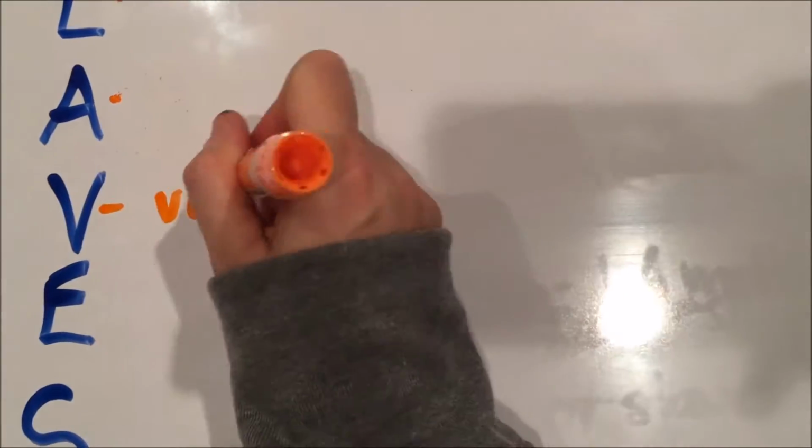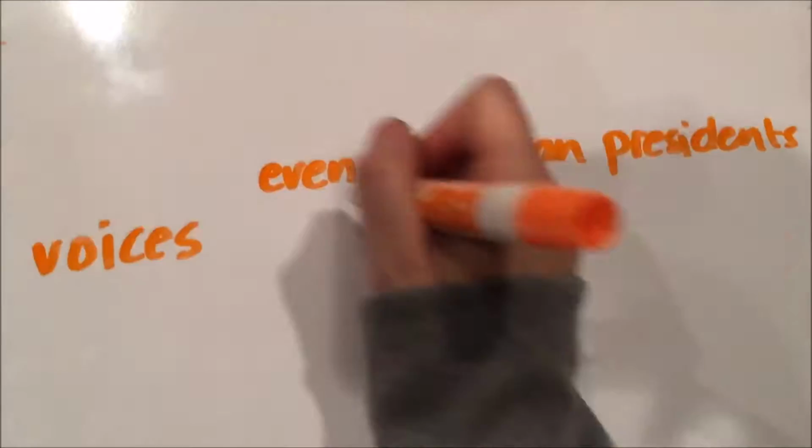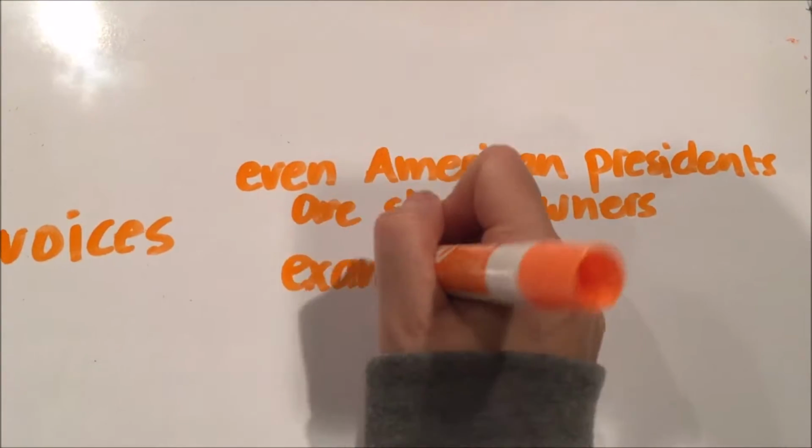An important note to make when discussing this is that even the American presidents owned slaves, and other people in power owned slaves. For example, Andrew Jackson owned over 180 slaves at his house at one time.